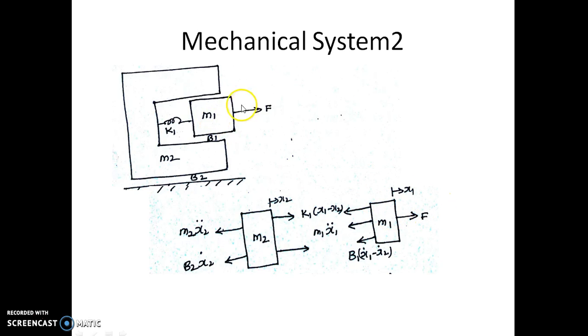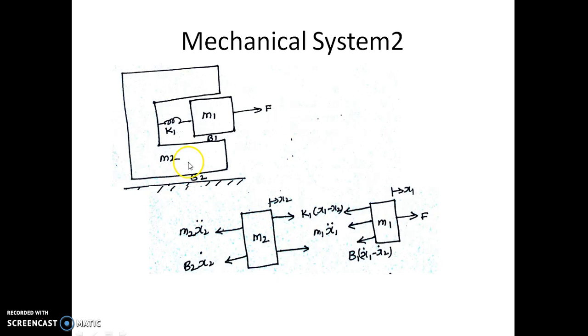Because of this applied force, we have a displacement of x1, and we write the opposing forces: because of K1 and the relative displacement of M1 and M2, and because of friction, we have a relative velocity of x1 dot minus x2 dot, and because of mass, it is M1 into x1 double dot. Now these two will act like the acting force for M2. So you can see the acting force magnitude is the same as this, and it is the same as B1 into x1 dot minus x2 dot.